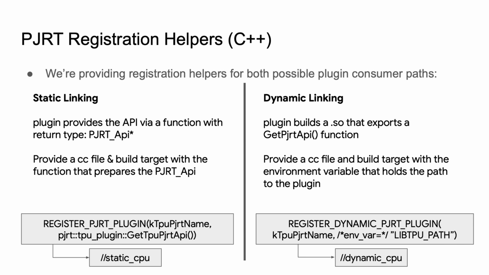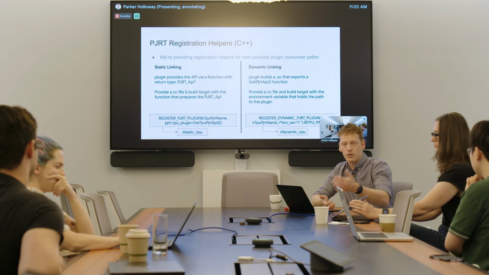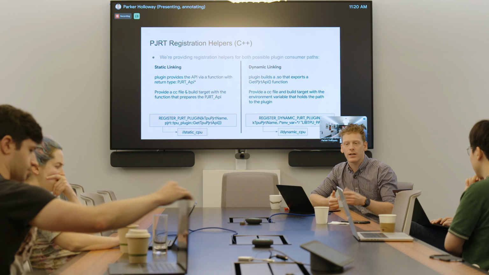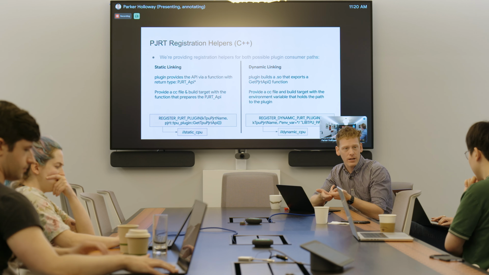On the dynamic side, the plugin provider provides a .so, and then that .so file can be wrapped by the CC file and build target with this register dynamic PJRT plugin macro, which also creates its own build target. What these are doing is registering your plugin, the provider of the API, into a global map, which the consumer side, the top half of the sandwich, the GetCApiClient, can use to wrap around that API later.